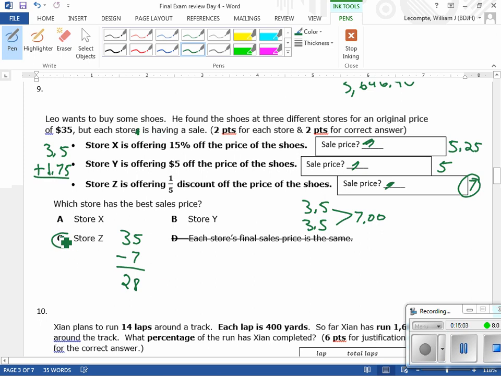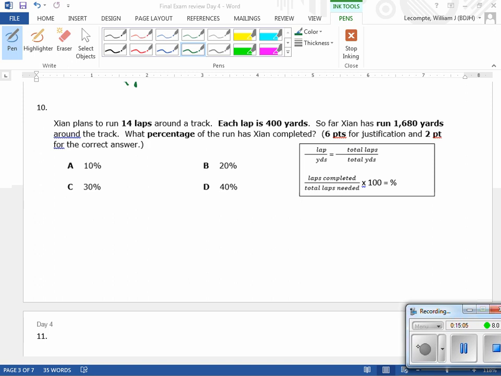All right, number 10, Zion plans to run 14 laps around a track. Each lap is 400 yards. So far, Zion has run 1,680 yards around the track. What percentage of the run has Zion completed?